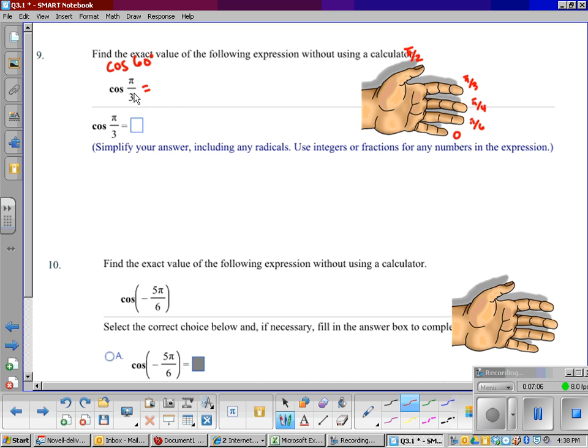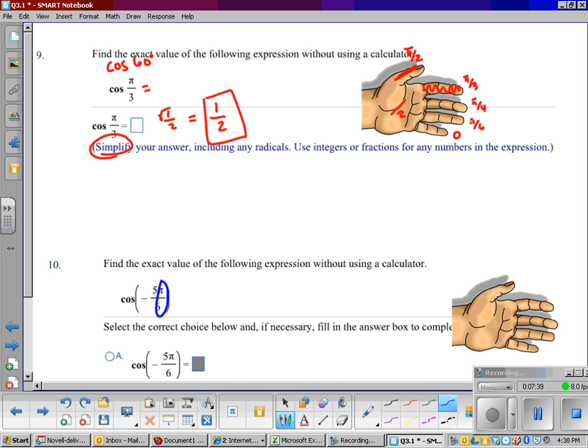Since we want the pi over 3 angle, then we're going to fold in this finger here, and cosine is on the top, so I'm going to have the square root of 1 and then divided by 2. Square root of 1 divided by 2 is not simplified. To simplify, you actually take the square root of 1 and get 1, and that's 1/2. Pi over 3 is in quadrant 1, so we know we're going to have a positive value right here, and that's your answer.